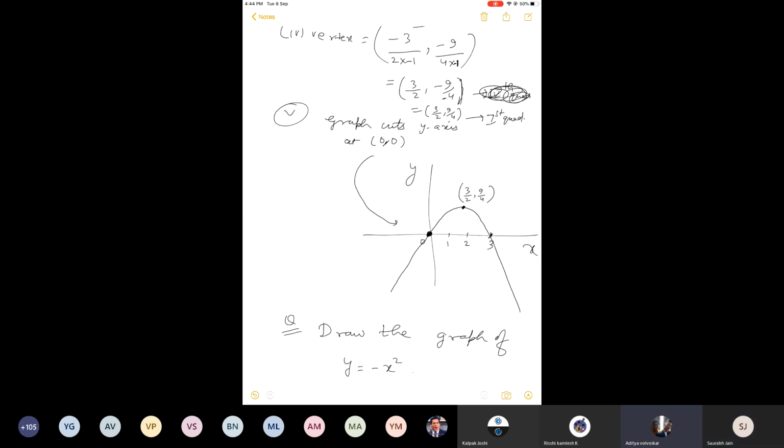So is it a quadratic equation? Definitely, why is it not a quadratic? Any expression is quadratic which is having x square. Okay, no problem. Try it.